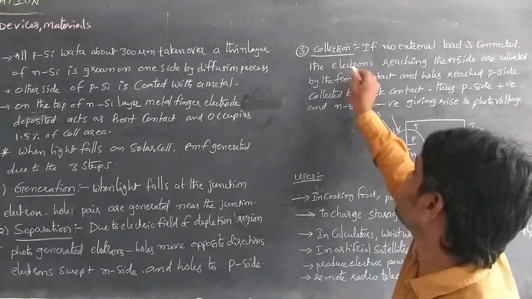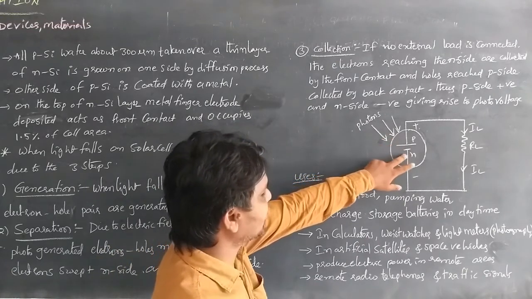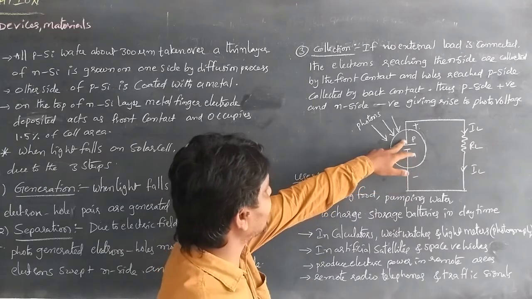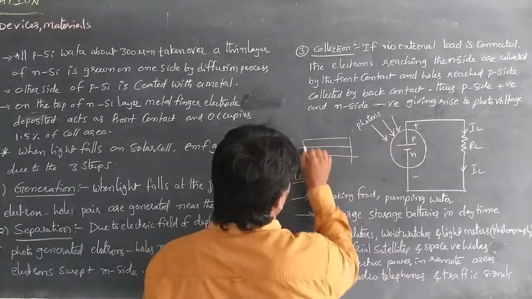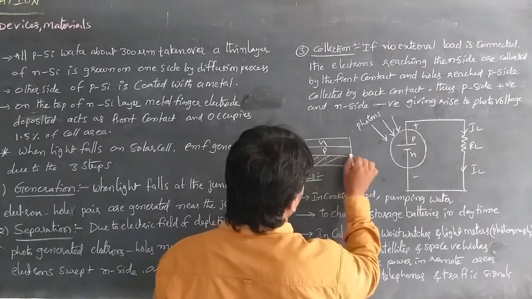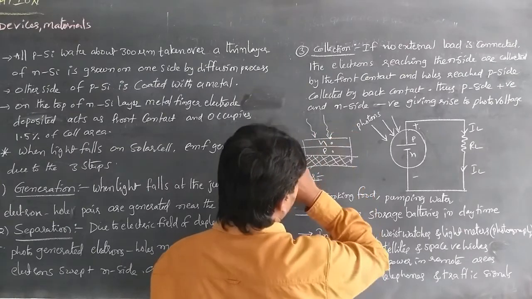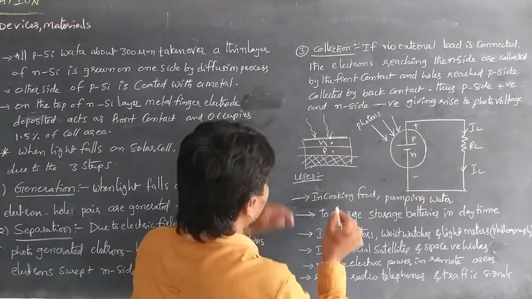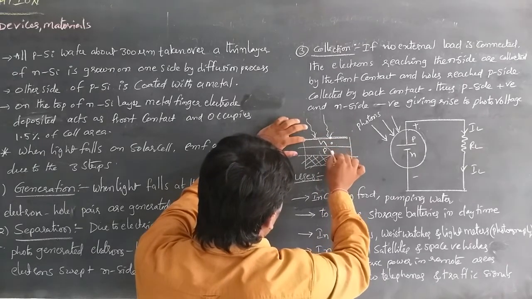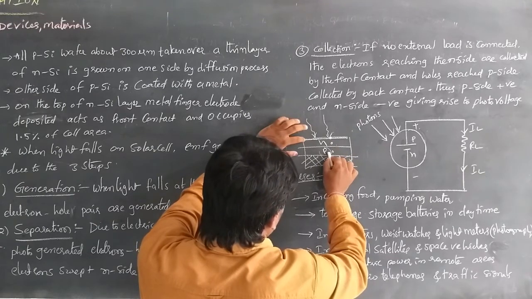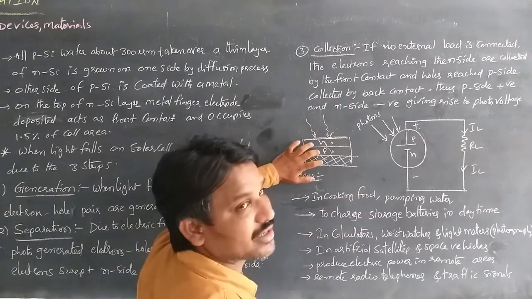Collection means, if no external load is connected, the electrons reaching the n side and the holes reaching the p side are collected at the contacts. Here we have the n side and p side, with a black metal contact connected. Whenever light falls on the front contact, the electrons reach the front contact on the n side, and the holes reach the back contact on the p side.